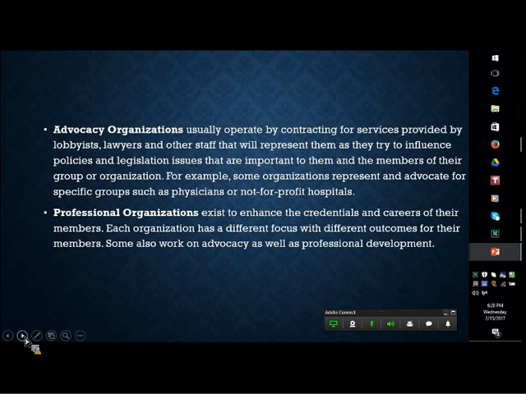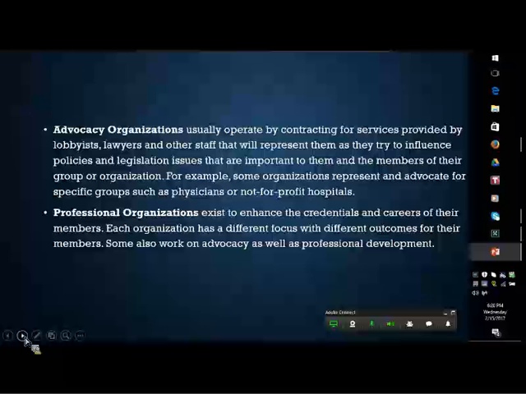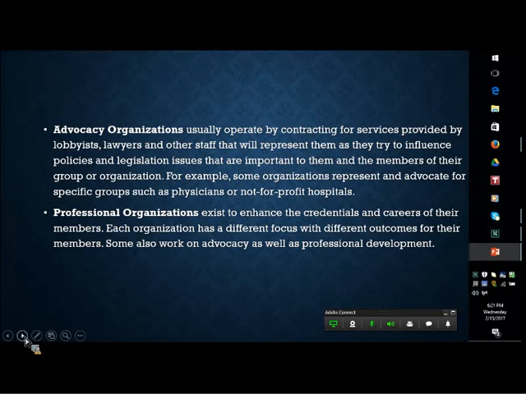Thank you. So, like I mentioned, advocacy organizations provide services usually through lobbyists. Lobbyists will represent certain organizations. For example, right now I'm doing my internship at the Utah State Capitol during the legislative session. And the other day I met a lobbyist who worked for Select Health, which is an insurance company in Utah.